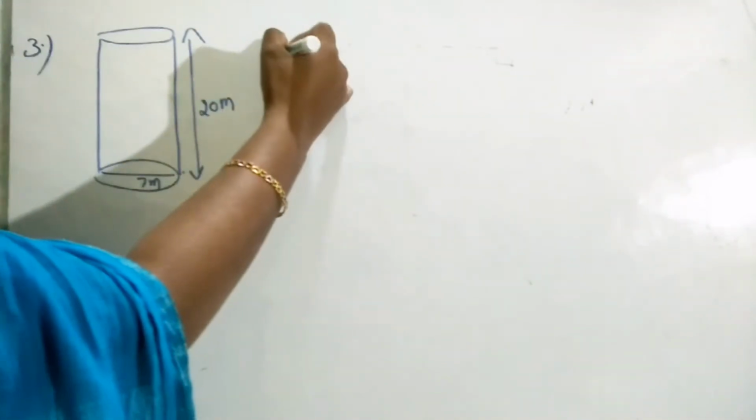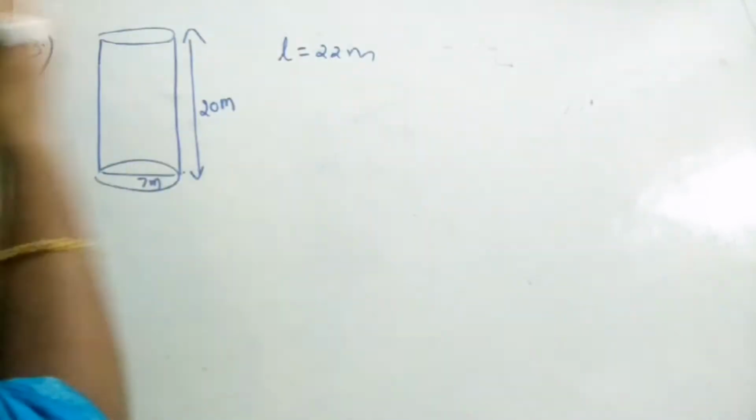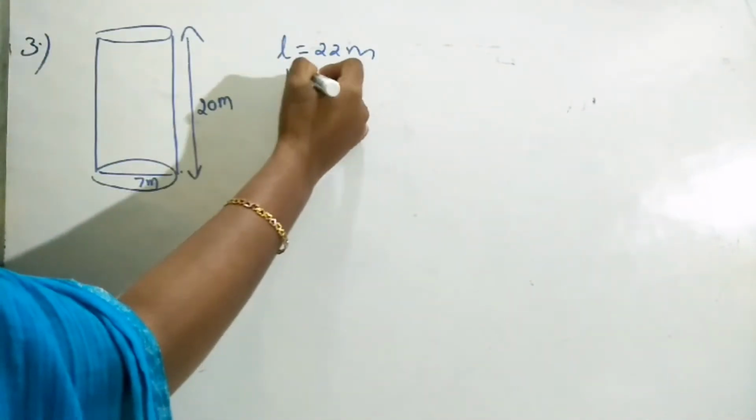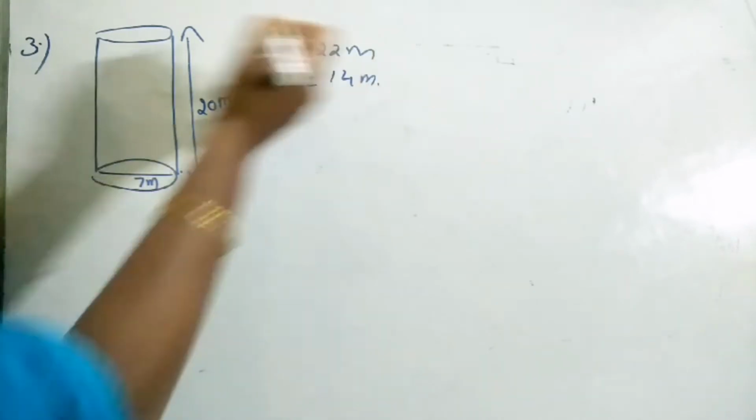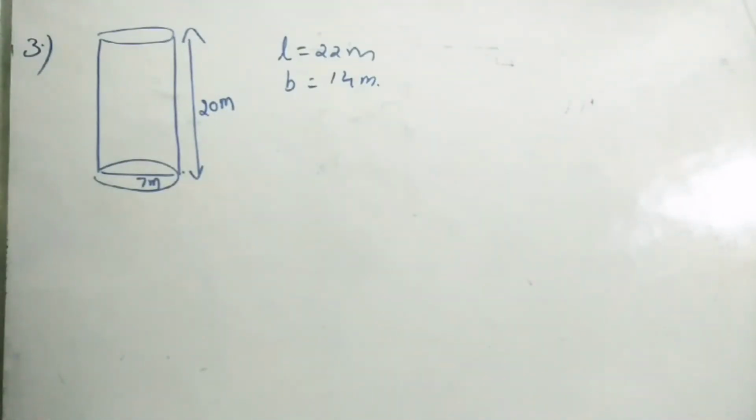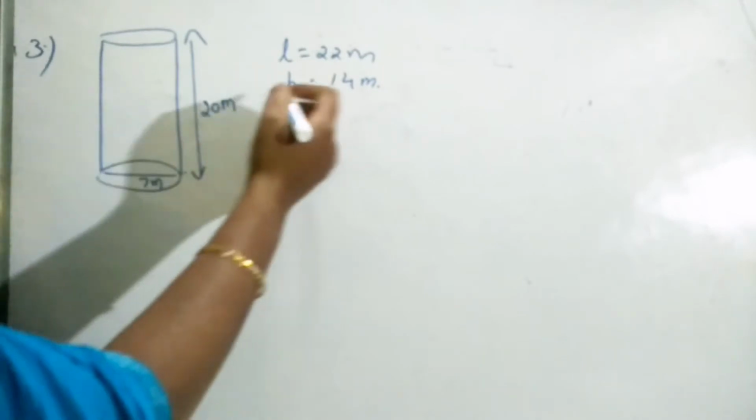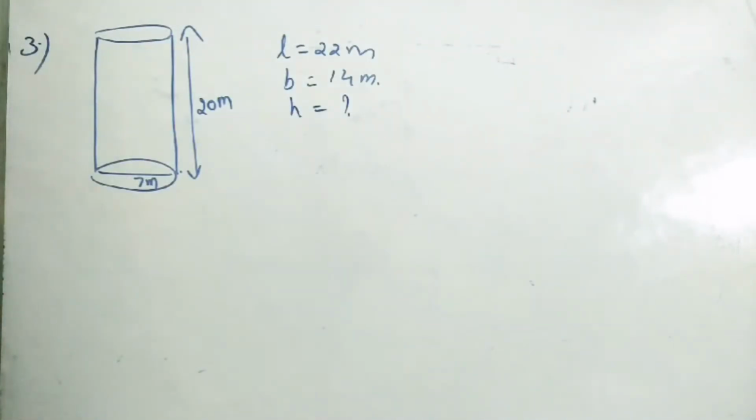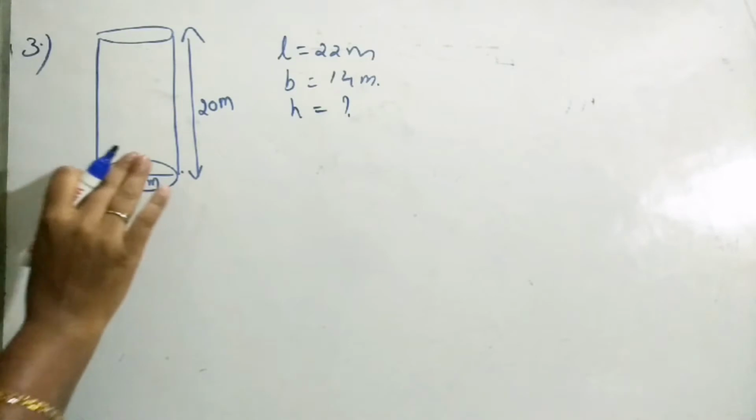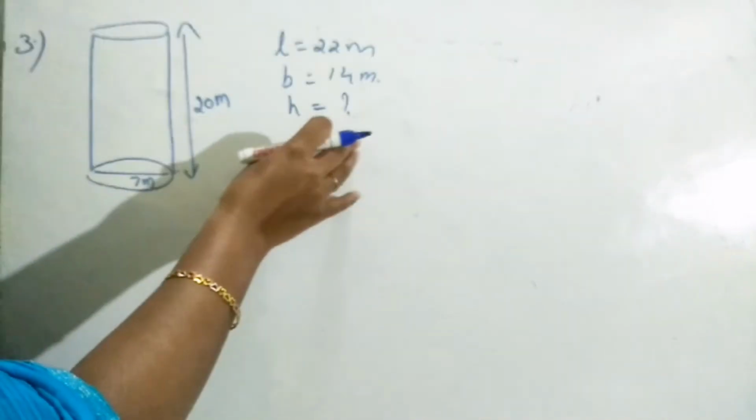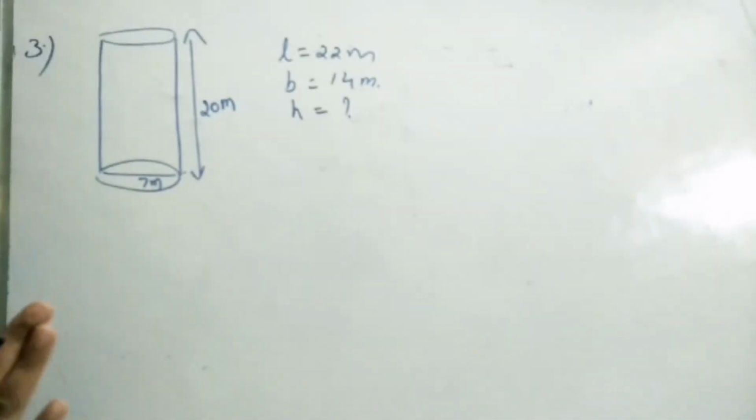That means length is equal to 20 meter and breadth is equal to 14 meter. That platform will be in the shape of a cuboid. We need to find out the height of the platform. Length and breadth are given. First we have one cylinder and after conversion we have one cuboid. So first we are going to find out the volume of the cylinder.